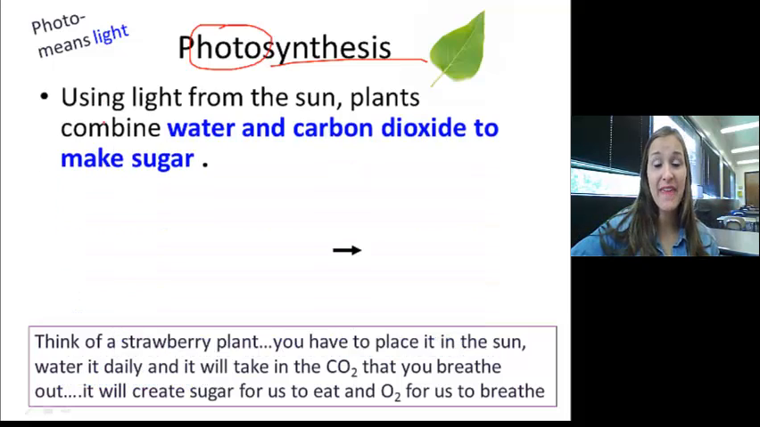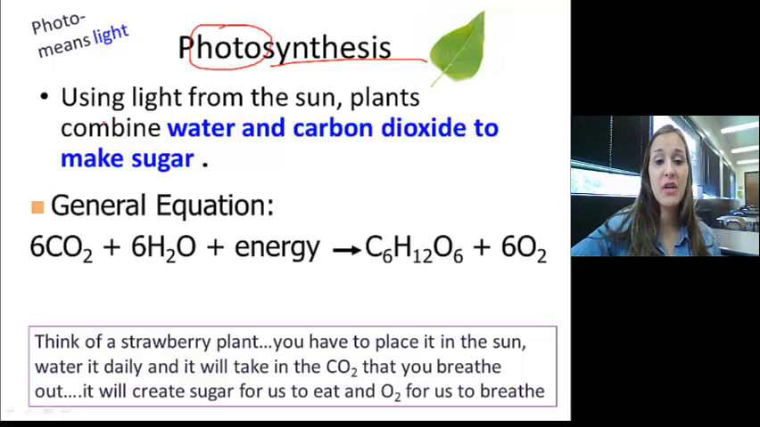It's using the energy from the light, the sun, and plants are combining that sun with water, and with carbon dioxide to make sugar. Think about a strawberry plant. The strawberries are really, really sweet because the plants are making fruit. Even their leaves, if you would taste leaves, they're pretty sweet.